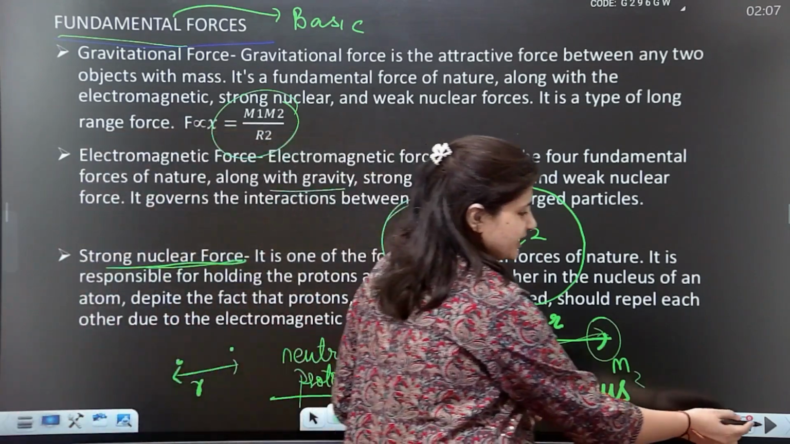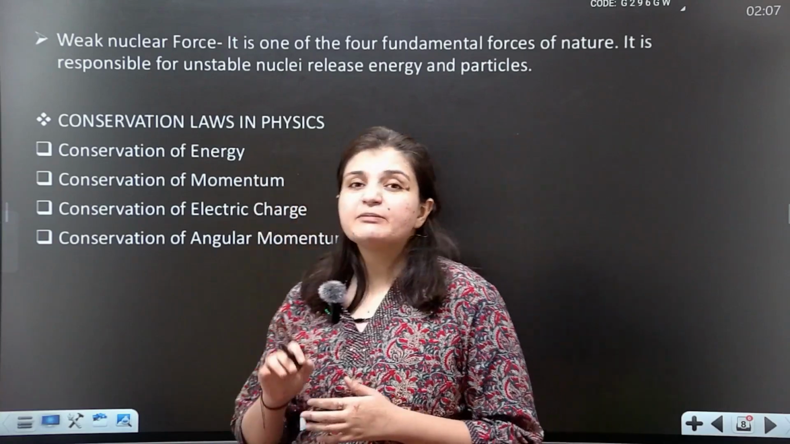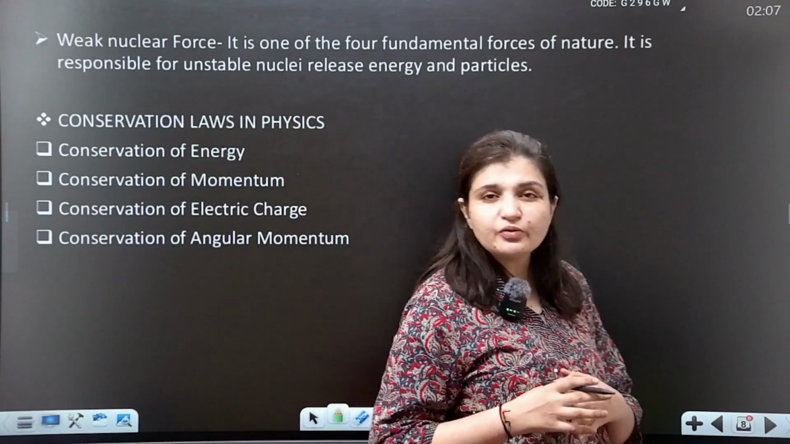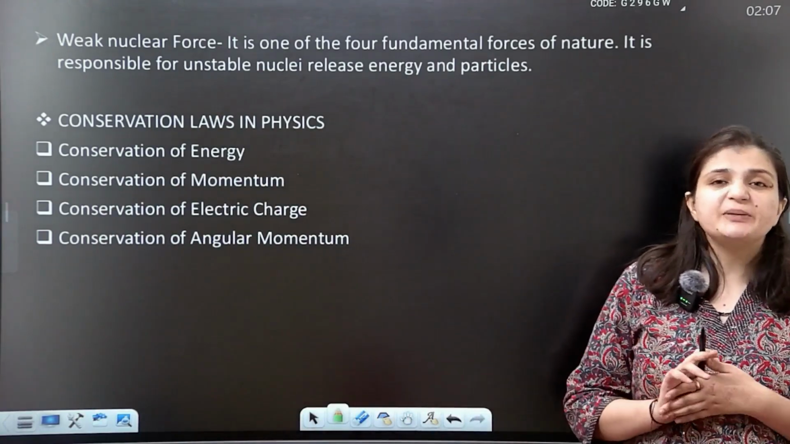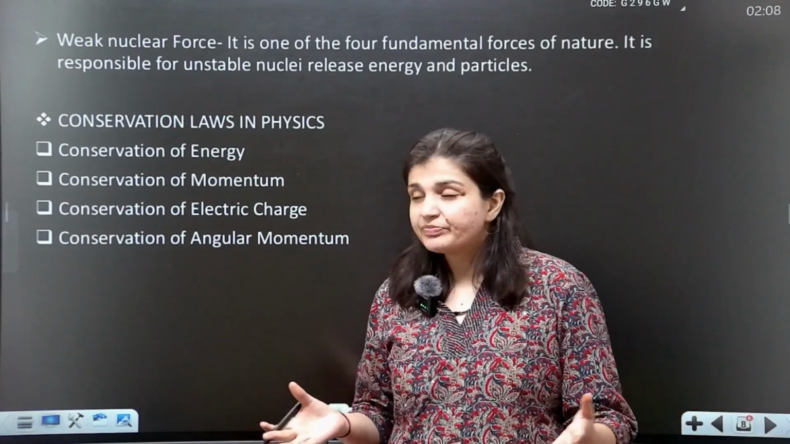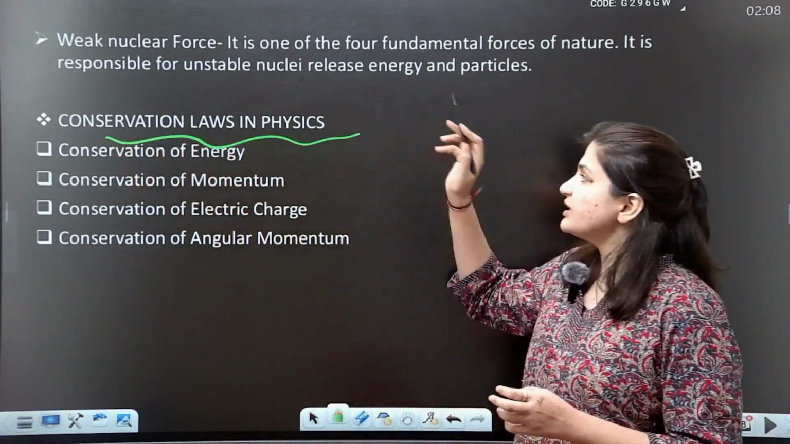Now students, let's go further. We have another type, the weak nuclear force. It also exists in the nucleus, where it causes beta decay, in which a neutron is changed into a proton. Now we talk about the various conservation laws in physics.